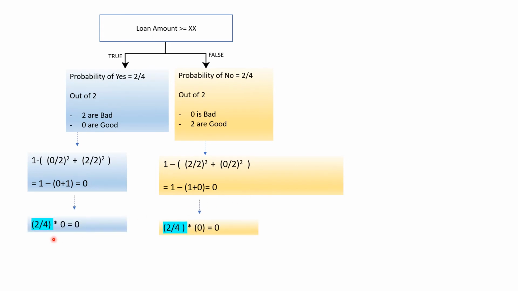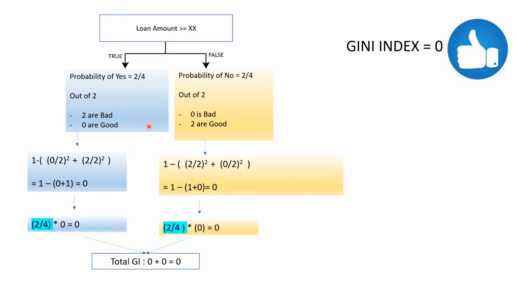What we have to do now, as we have done earlier, is take the weight, multiply the probability with the Gini index and add it. As we have seen, both our nodes are pure nodes, hence the Gini index is 0, which is the best scenario.